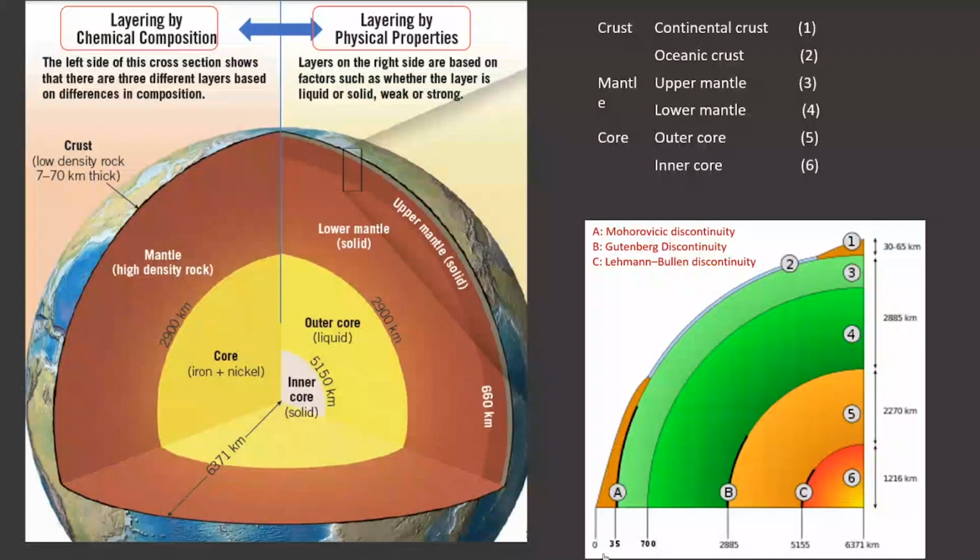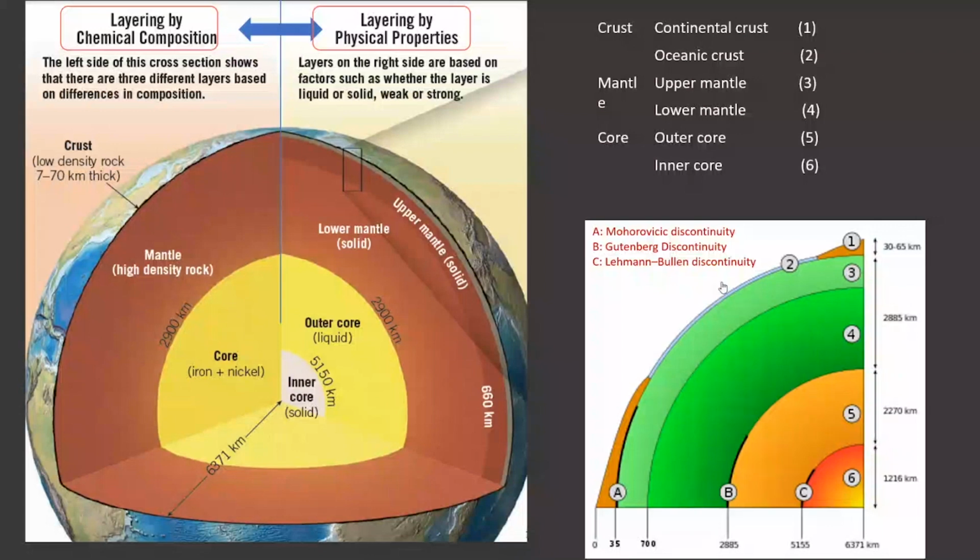The outer part that we see is the continental part, then this is the crust, then the mantle. In between there is a discontinuity. That discontinuity has an average depth of 35 kilometers. As I said, it varies from 7 kilometers to 70 kilometers, but for understanding we consider an average depth of 35 kilometers, and that is called the Mohorovičić discontinuity.